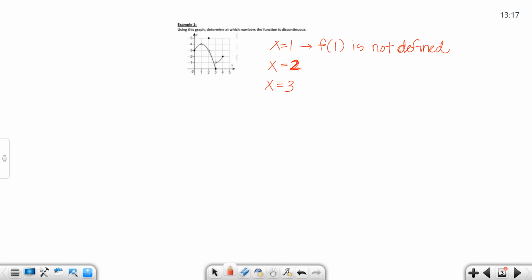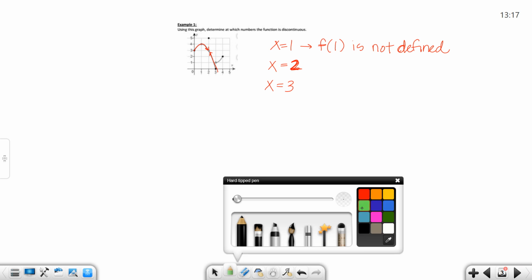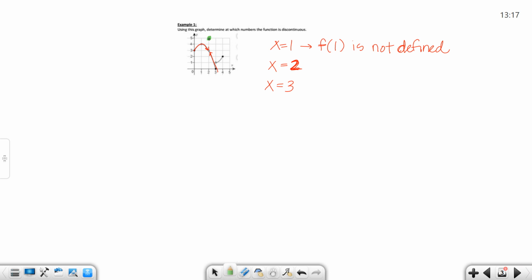At f of 2, I see that I have a limit, because if I follow along the graph, as I approach 2 from this way, the limit goes to 3. And as I approach 2 from this way, the limit goes to 3. So there is a limit there, and that limit is when y is 3. There's also a function value there. There's a point right here. That's when f of 2 exists. F of 2 is 5.